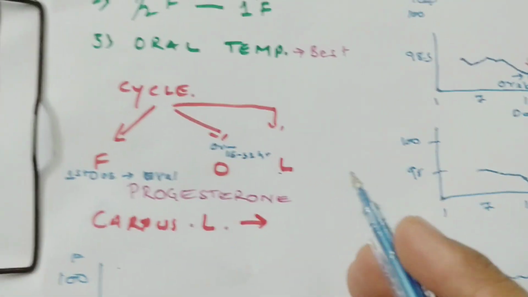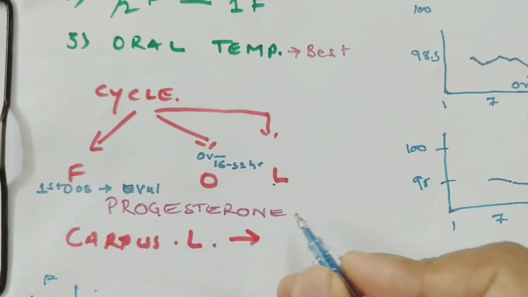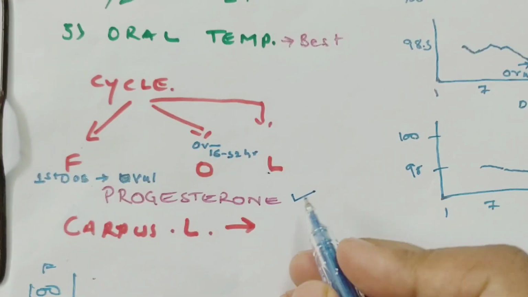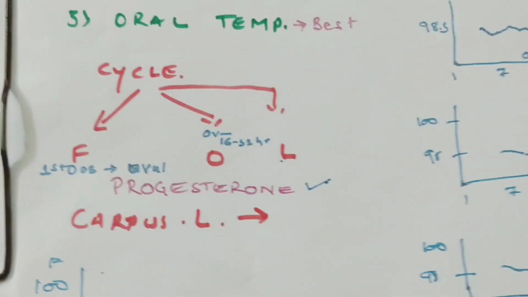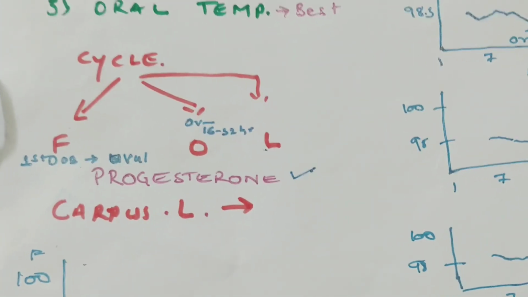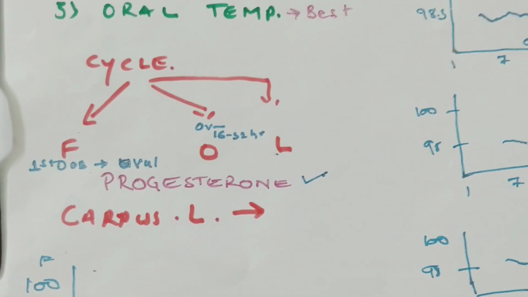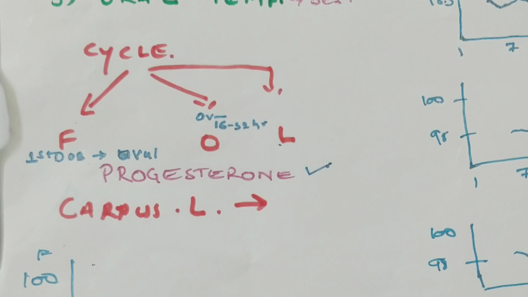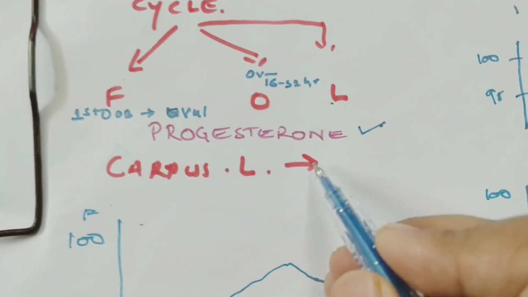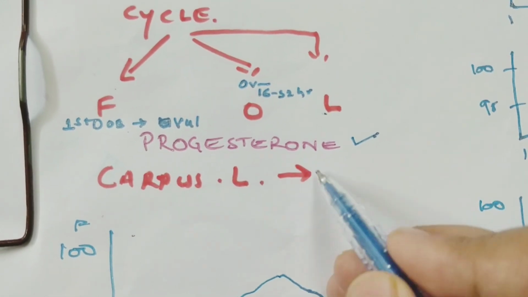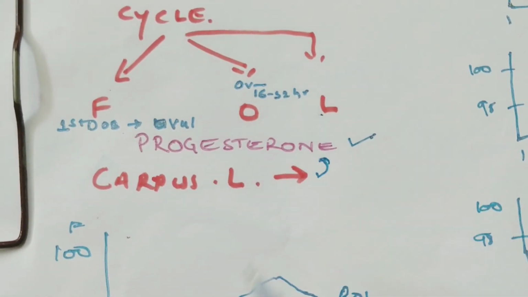Now, who is responsible for this change in the temperature? It is the progesterone. It is thermogenic, remember. Whenever there is progesterone, the body temperature shoots up. If she is pregnant, the progesterone is there all the time, so the temperature will be a little higher. The corpus luteum is responsible for the secretion of progesterone.